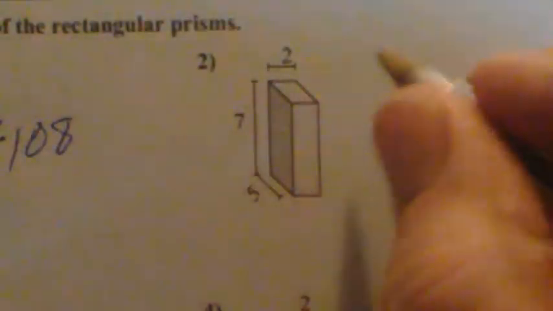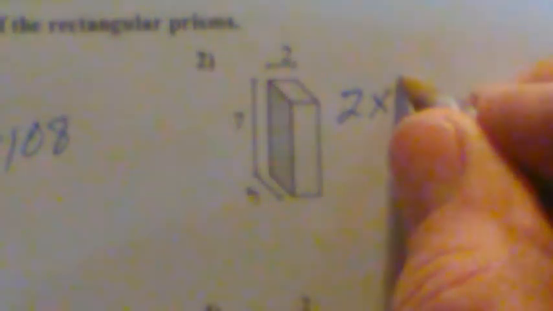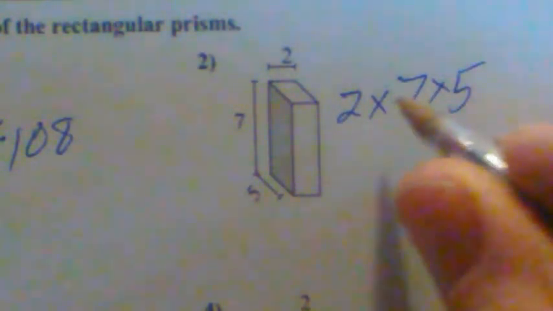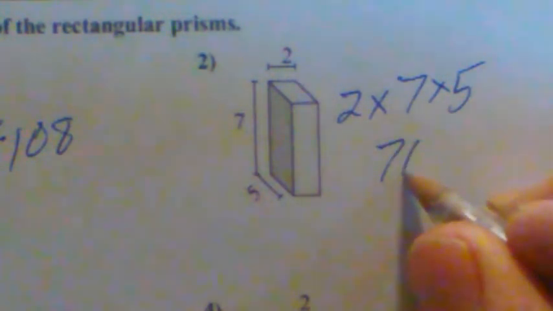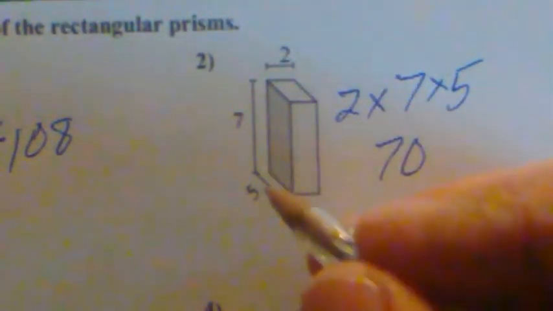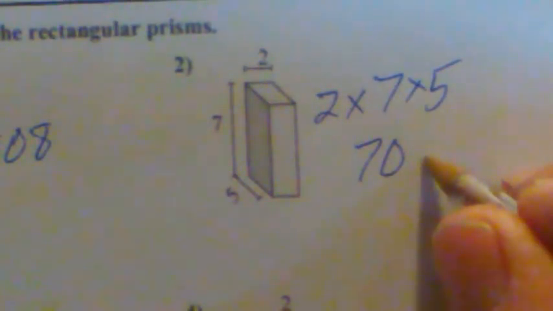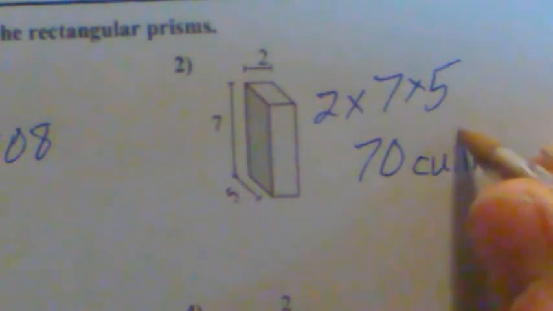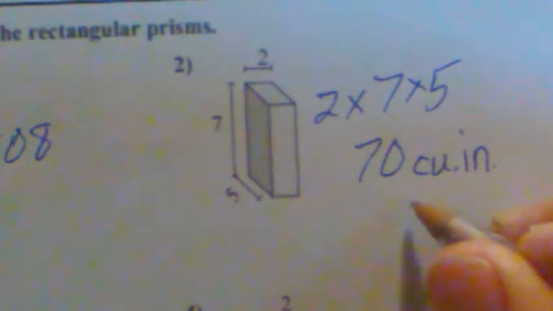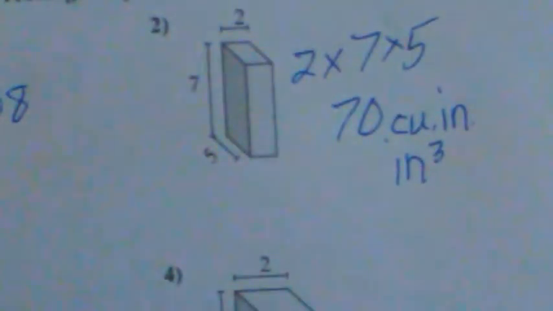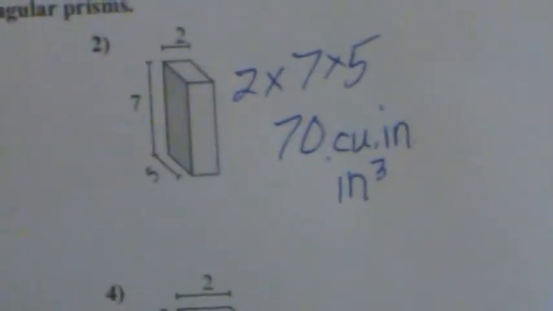Number 2, what are you going to multiply? 2 times 7 times 5. 2 times 5 is 10, times 7 is 70. By the way, they're not giving units here. Later we'll see units. But let's say this was inches. 2 inches by 7 inches by 5 inches. The answer would be 70 cubic, not square. We're doing volume, so we say cubic inches. Or sometimes they write it like this. Inches cubed. Like that with a 3, like you're raising it to the 3rd power.